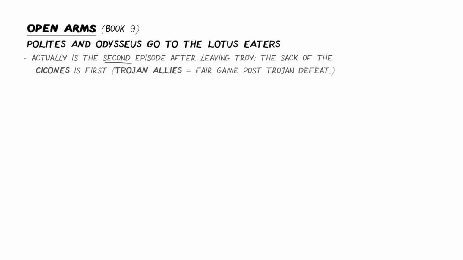Now, the next song is Open Arms. This is interesting. So this is book 9, kind of. Polites and Odysseus go to the Lotus Eaters, which is not actually what happens next in the Odyssey. This is the second episode after leaving Troy. The sack of the Cocones is the first episode. Now, they are Trojan allies, thus sacking them is okay. It is fair game because the Trojans are defeated and they need supplies to be able to get home.